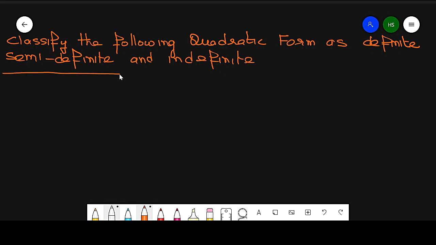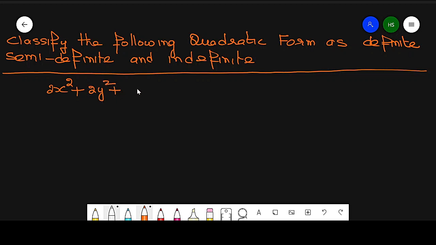So if it is not positive or negative, then it is indefinite. And the given equation is 2x square plus 2y square plus 3z square minus 4yz minus 4zx, and then minus 2xy, right?